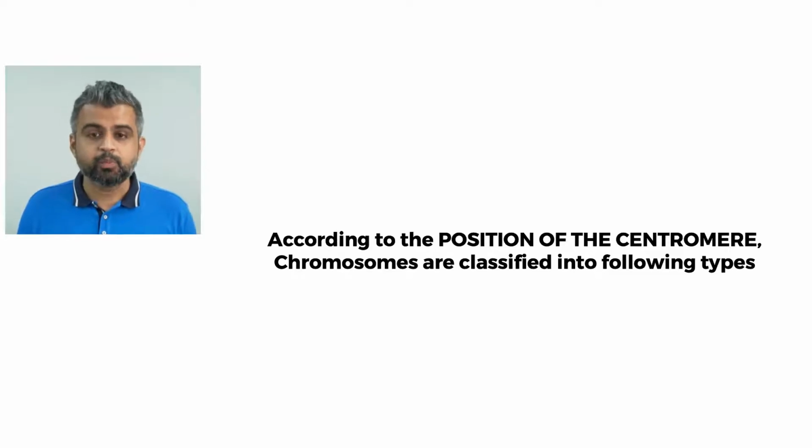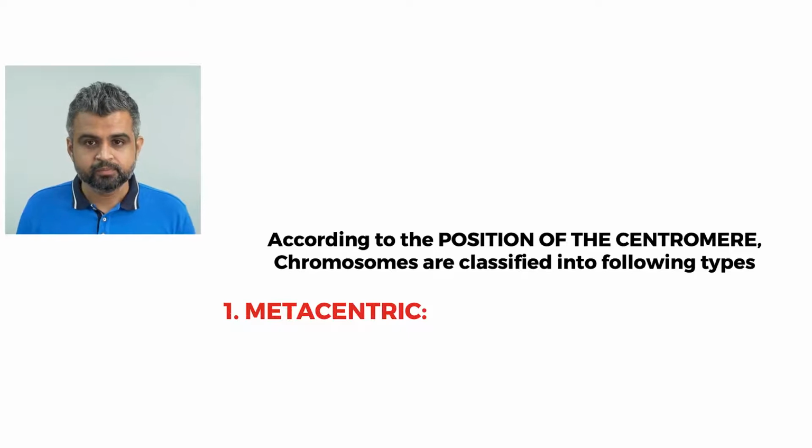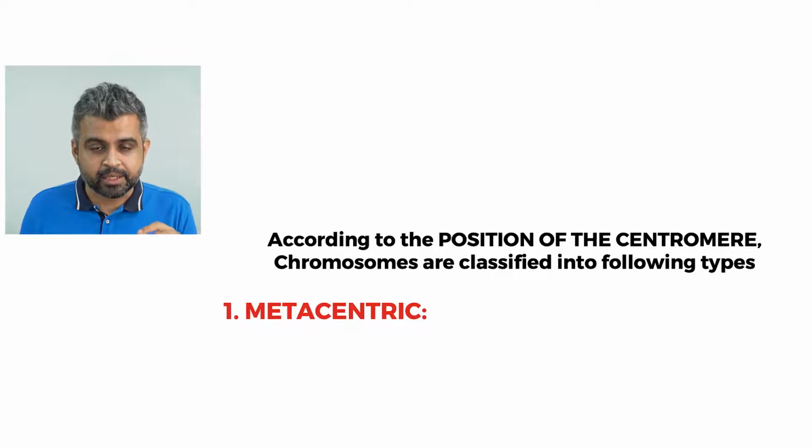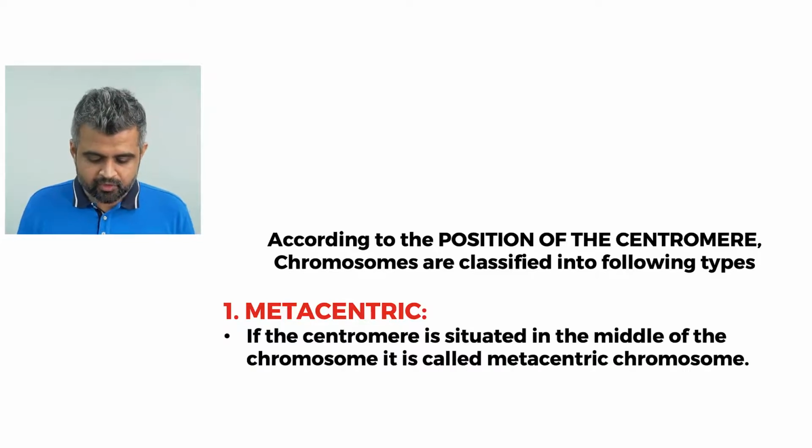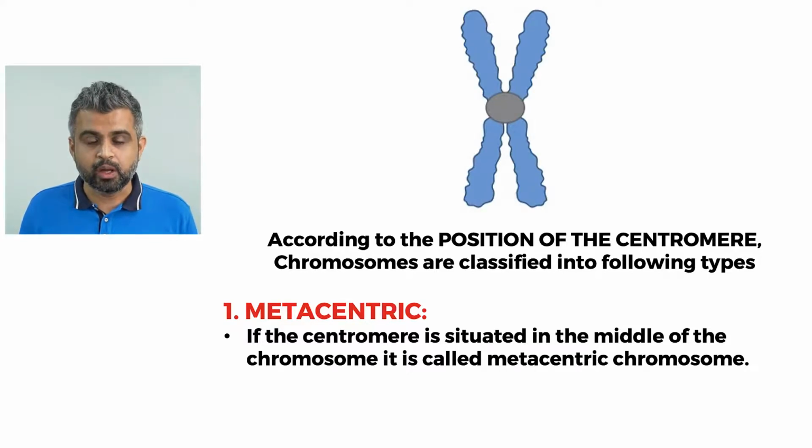According to the position of the centromere, the chromosomes are going to be classified into four main types. The first type is metacentric. Now, as the name suggests, metacentric basically means that the centromere is located right in the center of the chromosome. So if the centromere is situated in the middle of the chromosome, it is called metacentric. This is how the chromosome will appear.